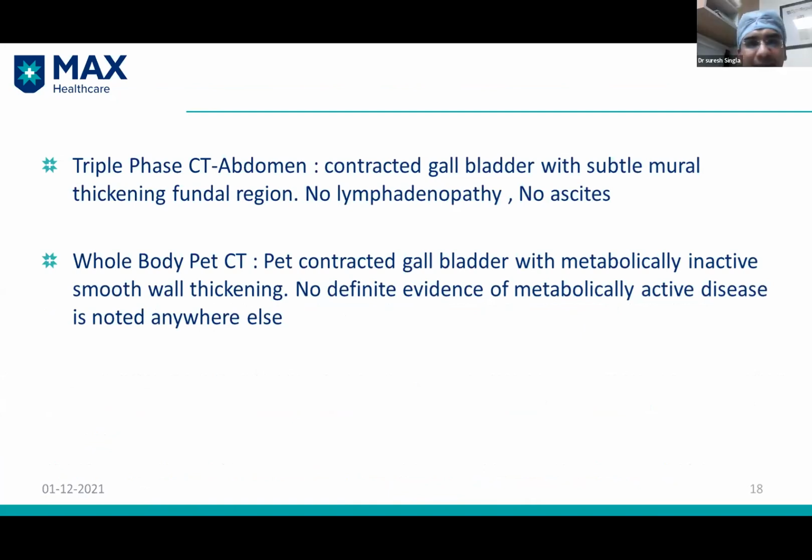So I'm coming back to my patient. The triple phase CT showed a contracted gallbladder with subtle mural thickening in the fundal region, no lymphadenopathy, no ascites, and no distant mets. The whole body PET CT also showed a contracted gallbladder with metabolically smooth wall thickening, with no definite evidence of any metabolically active disease anywhere else.